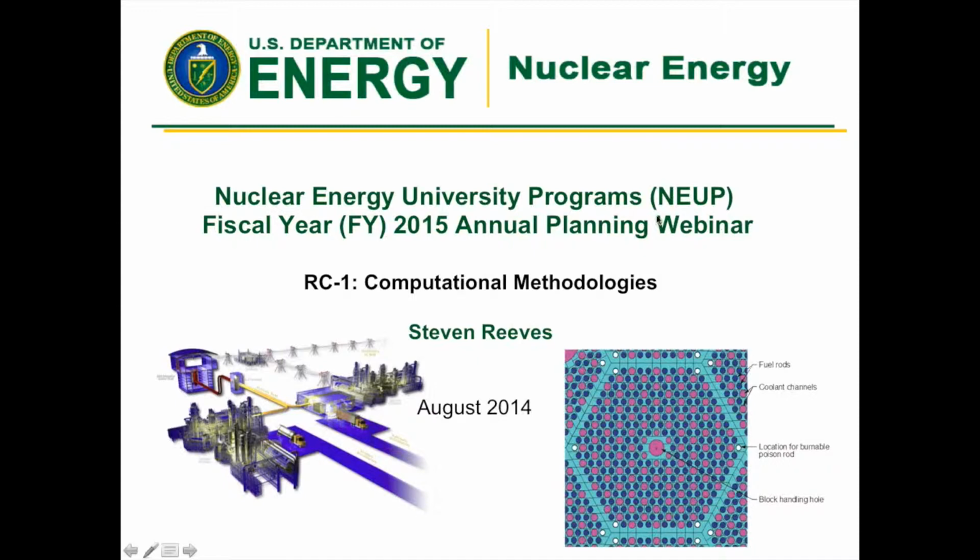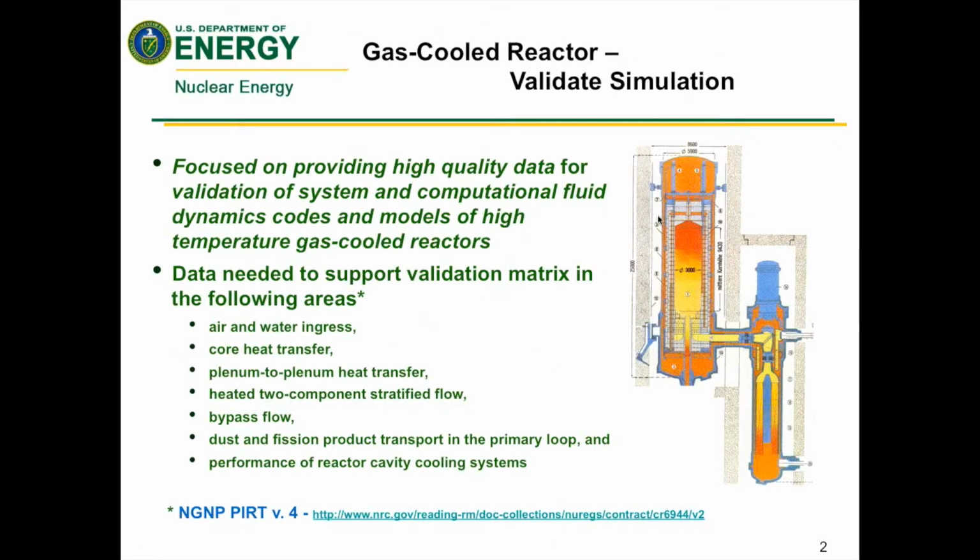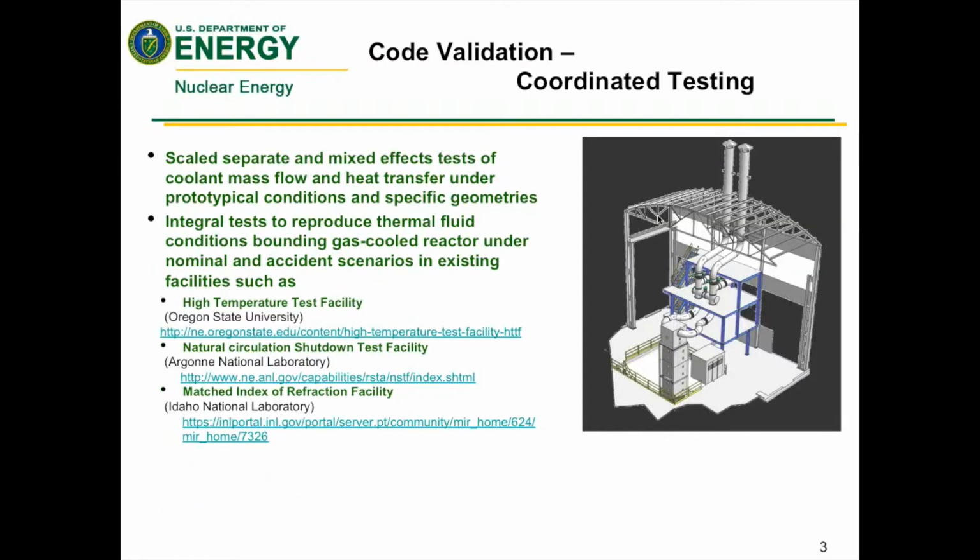Specifically, the phenomena of interest include air and water ingress, core heat transfer, plenum-to-plenum heat transfer by natural circulation, heated two-component stratified flow in the outlet plenum, bypass flow between fuel or reflector blocks, dust and fission product transport in the reactor coolant system, and the performance of reactor cavity cooling systems in cooling the reactor pressure vessel.